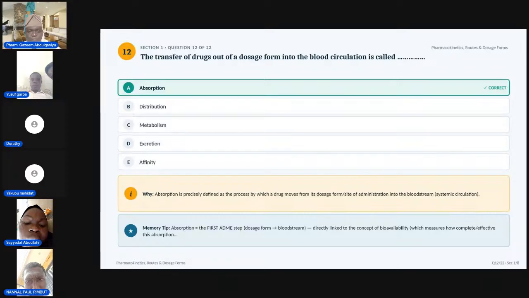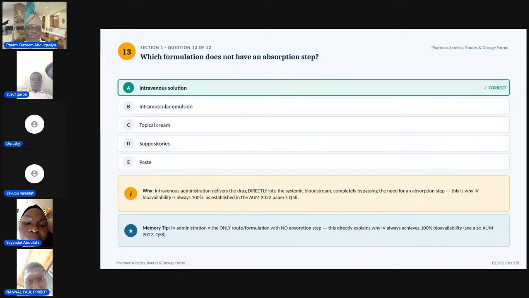Let's note that. So the next one is which formulation does not have an absorption step. Remember, without even looking at the question, where do we not need absorption to take place?